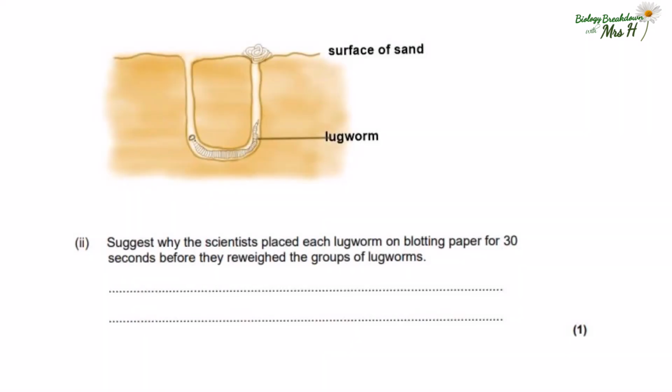Suggest why the scientists placed each lugworm on blotting paper for 30 seconds before they reweighed the groups of lugworms. To remove the solution from the outside of the worm. We don't want the excess solution interfering with what we think is a change in their body mass.